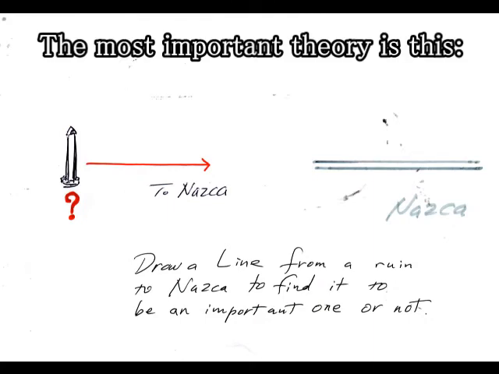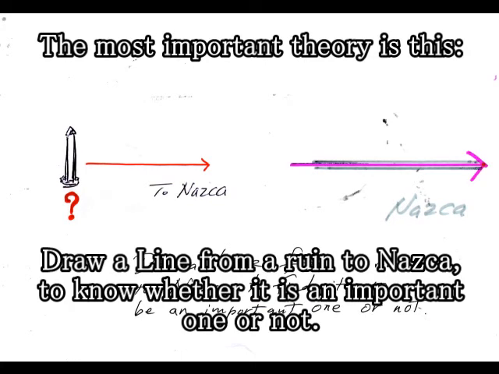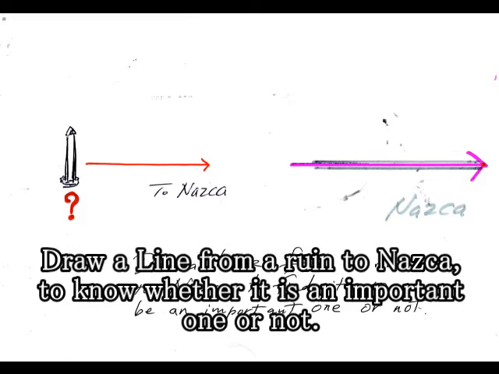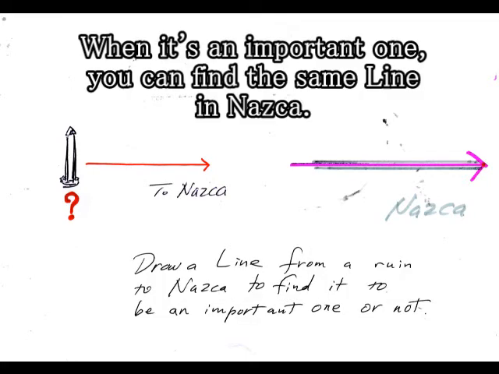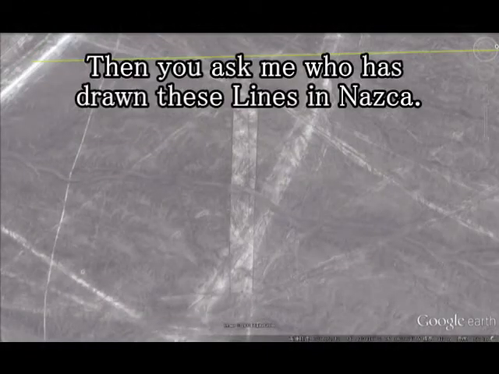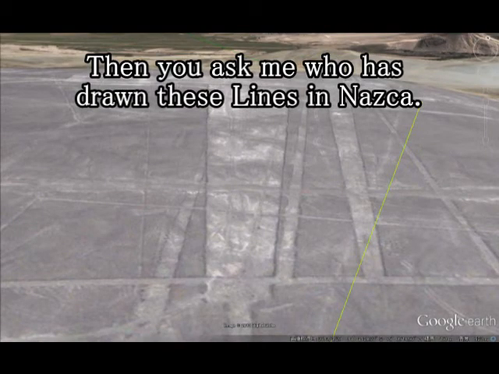And also, an important theory is that when you find something very important, like ruins, draw a line to Nazca. Then you will know if it is important for aliens or not. This is a major part of my theory, Nazca theory. Yes, Nazca theory. Draw a line to Nazca. Then if you find the same line in Nazca, that is a very important major spot, which is not sufficient but enough.